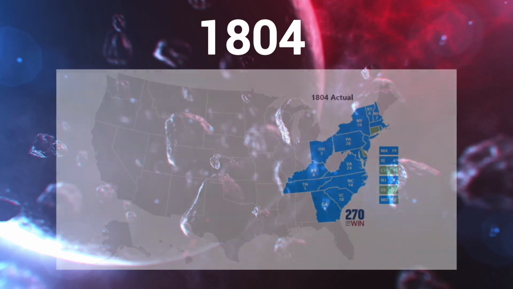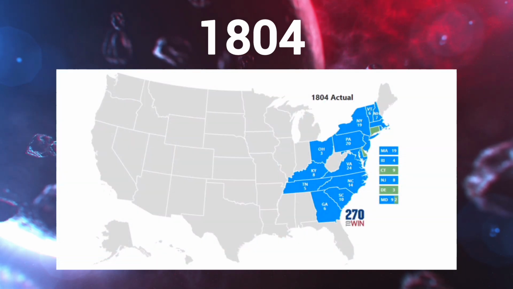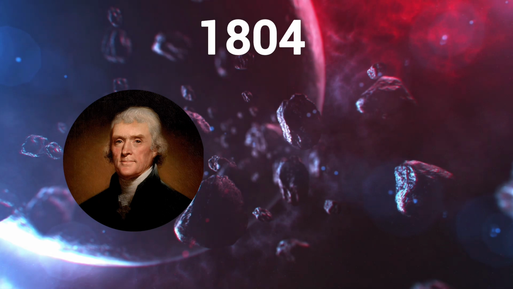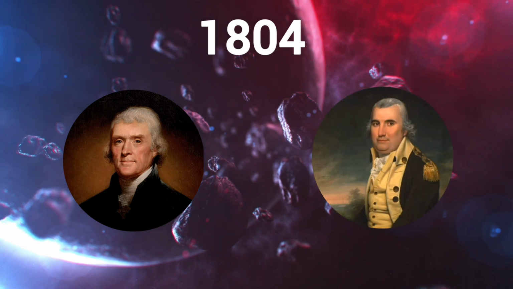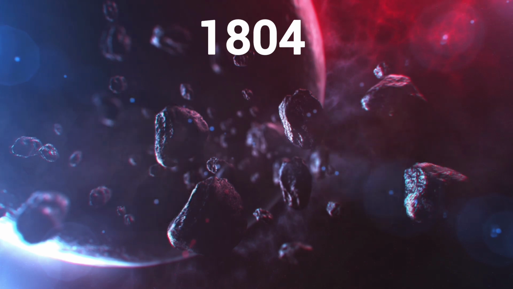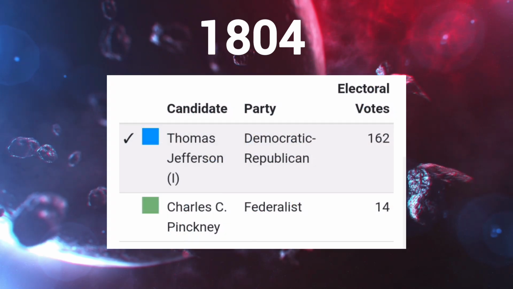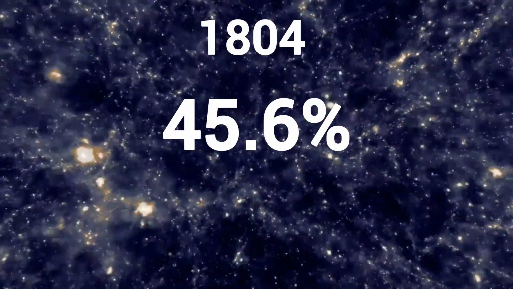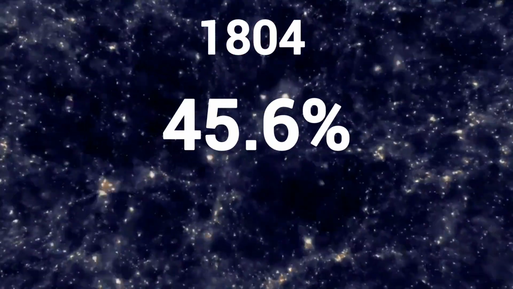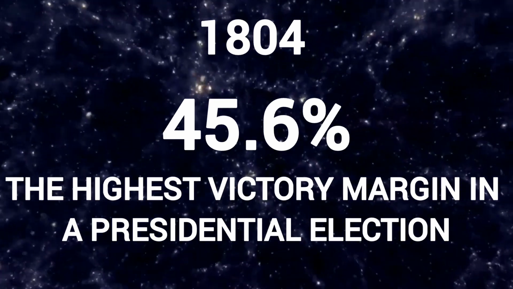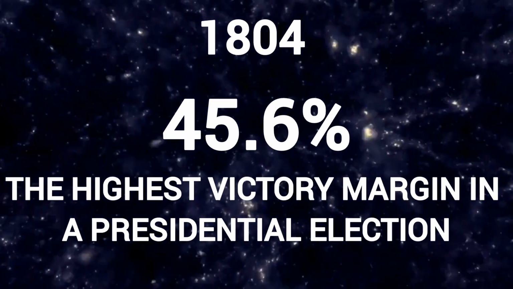The United States presidential election of 1804 pitted incumbent Democratic-Republican President Thomas Jefferson against Federalist Charles Cotesworth Pinckney. Jefferson easily defeated Pinckney in the first presidential election conducted following the ratification of the 12th Amendment to the United States Constitution. Jefferson's 45.6 percentage point victory margin remains the highest victory margin in a presidential election in which there were multiple major party candidates.